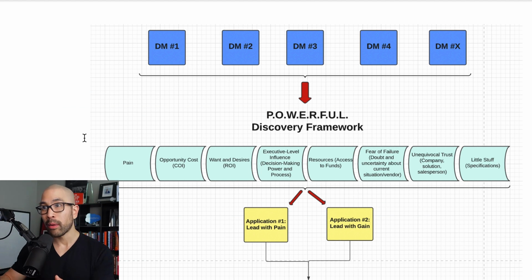Okay, next I'm going to show you on screen here. As you can see, this is a very simple visual to give you an idea of how this really should work. So, you can see up here, this is decision makers 1, 2, 3, 4, and X, which means you can have as many decision makers as possible in the opportunity, depending, obviously, on the complexity of the deal, size of organization, etc. And ultimately that leads down to the powerful discovery framework.